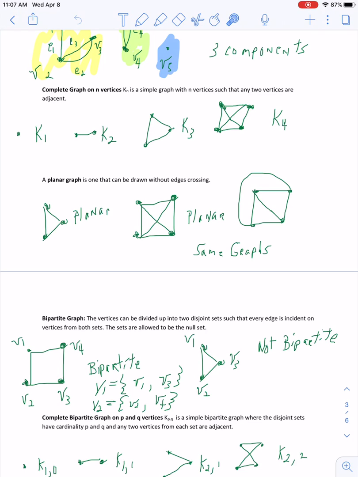But if V3 is in the first set, since it's connected or incident with V4, then V4 has to be in the set opposite V3. And now I've got V4 in the set opposite of V3. Notice there's an edge between V4 and V1. That means V1 cannot be in the same set as V4, so I put it up there. Or it's already there. So do you see? I've divided all the vertices up into two sets. They are disjoint, and every edge is incident with vertices from both sets. So what does that mean? That means this graph is bipartite.